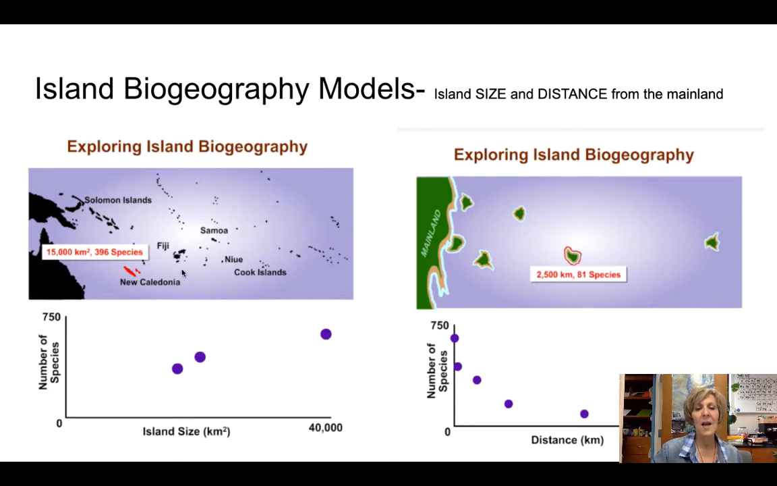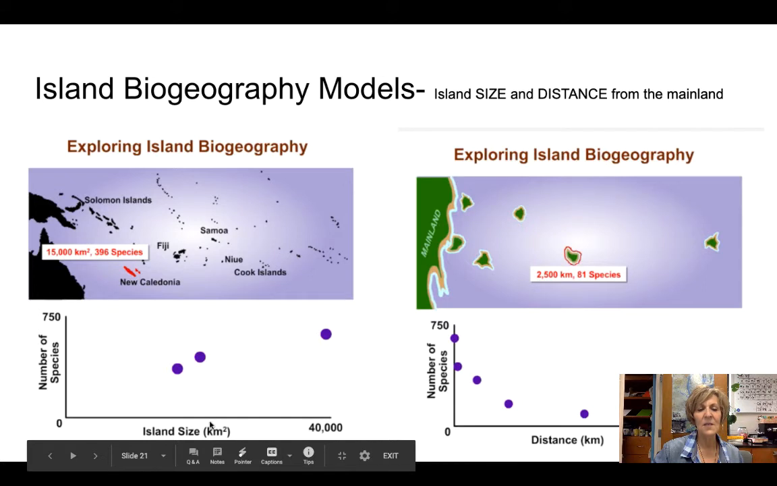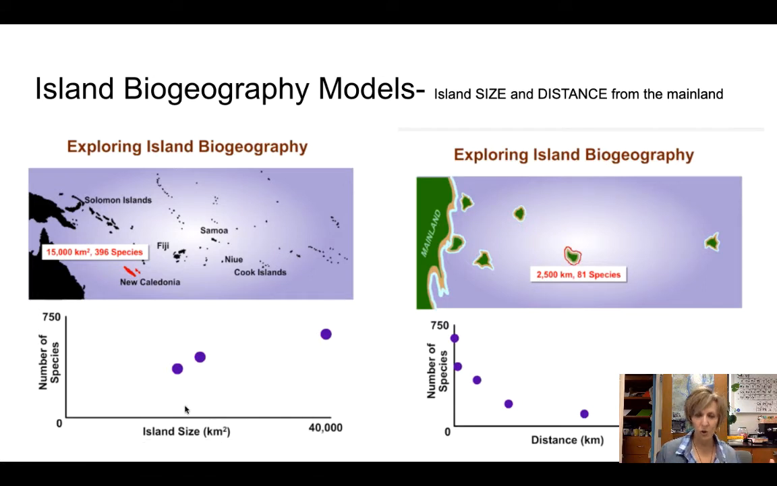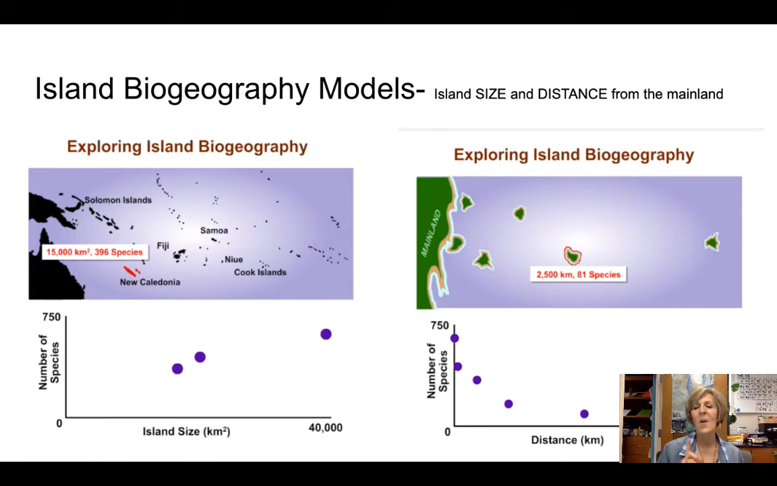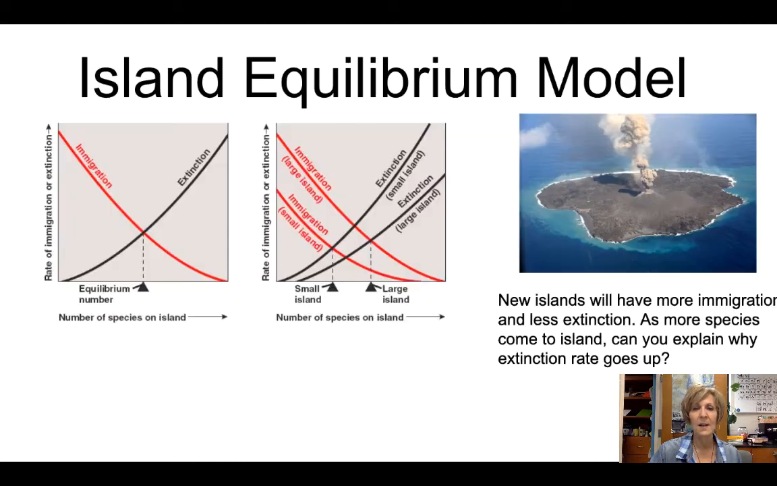So here I have some chains of islands that are in the Pacific Ocean, and I can see that if I look at the size of the island versus the number of species, the larger islands have a greater number of species. Makes sense, right? Because they have more habitat there. The islands that are closest to the mainland also have a greater number of species, right? So disseminating those further and further away would limit the diversity of organisms on that island.